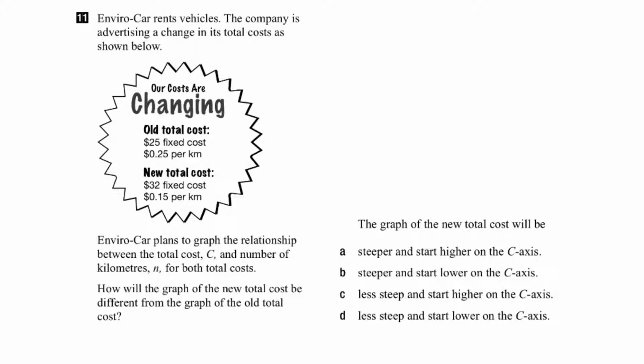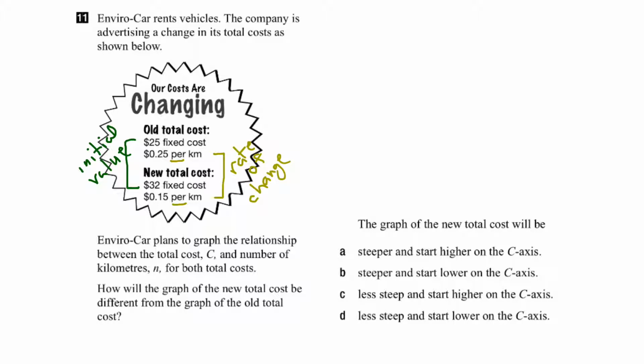In this question, we're told that a car rental company is changing its costing model. So it's moving from an initial fixed cost of $25 up to $32. And it's moving from a charge of 25 cents per kilometer to 15 cents a kilometer. So the fixed cost represents the initial value. And the cost per kilometer, the key word is per, represents the rate of change.